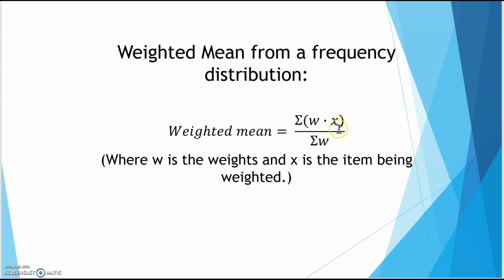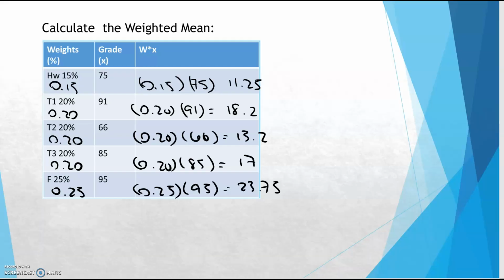Okay, according to our formula, what we need to do is, we just did this right here: the weights times the item being weighted, or the grade. We need to add all those numbers up. So this would be the summation of our weights times the thing being weighted. This will give us 83.4.